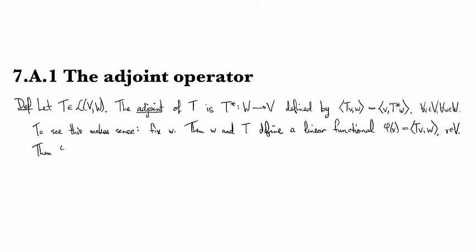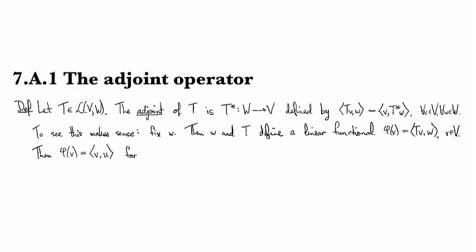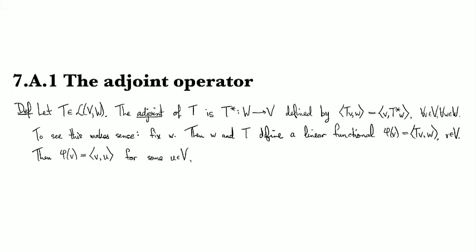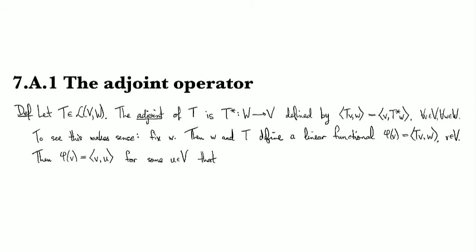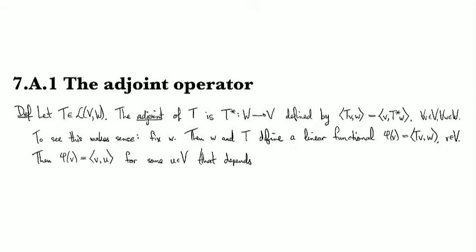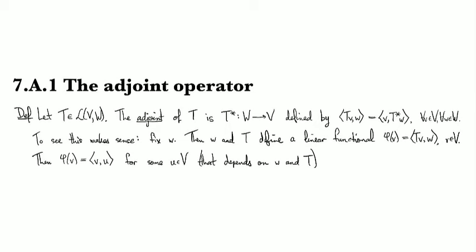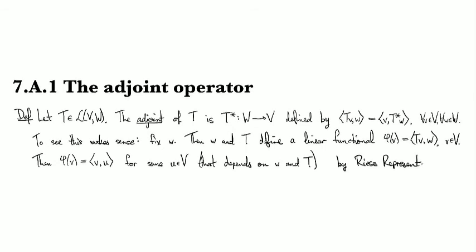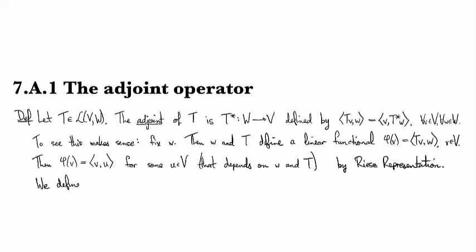Okay, so then we know that phi of v is given by the inner product of v against u for some fixed u in V, and this u is going to, or at least phi is going to depend on w and T. And we know that phi is given by an inner product of this form by the Riesz representation theorem. Right? Okay, so we define T star of w to be u.